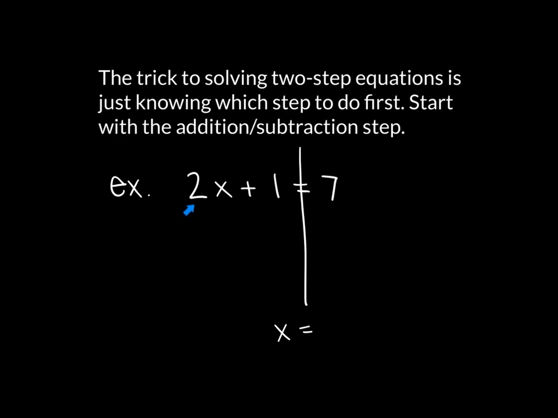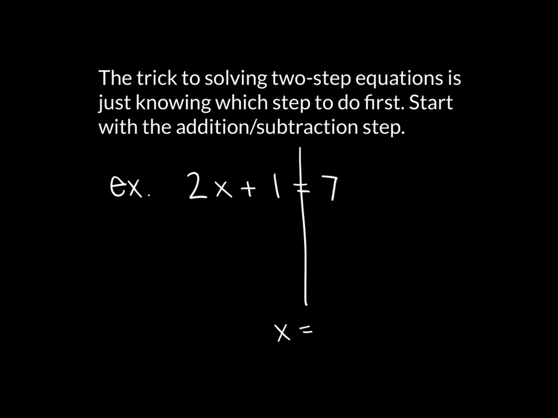If we could get rid of the 2 and the 1, we could isolate x to get to our final answer. The question is, which one first, the 2 or the 1? 2x means 2 times x, so here we have multiplication, and then plus 1, here we have addition. Addition and subtraction first, so we are going to eliminate the plus 1.